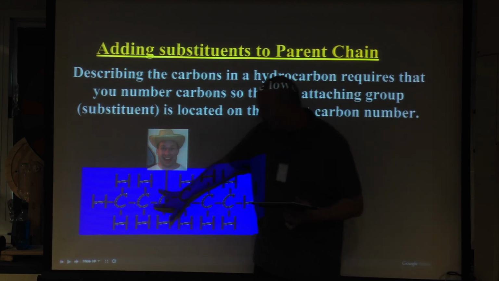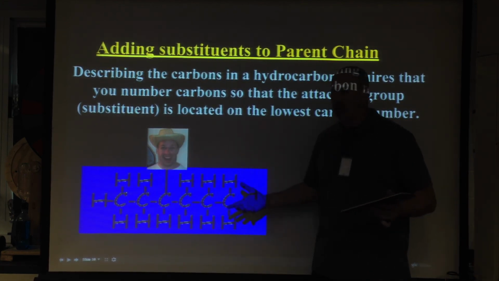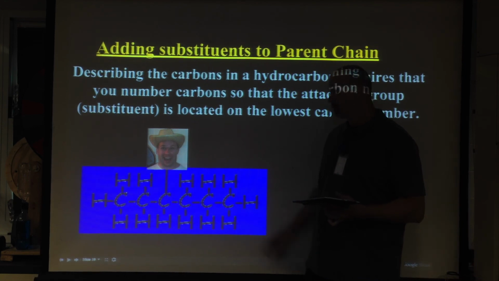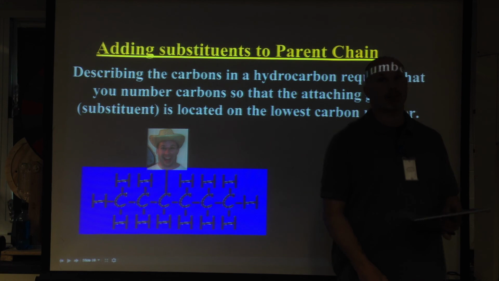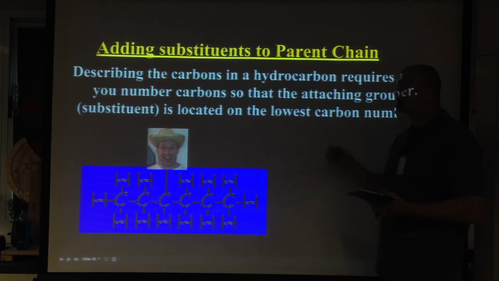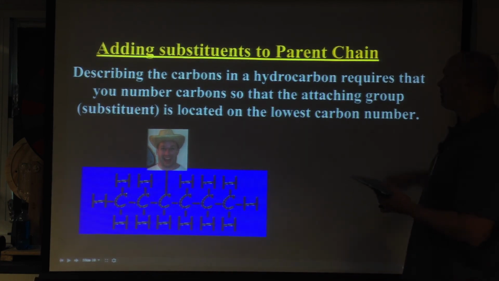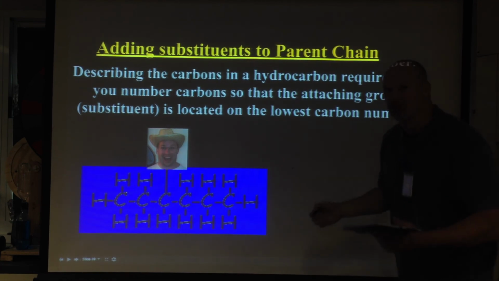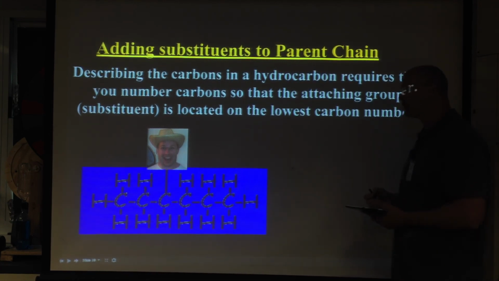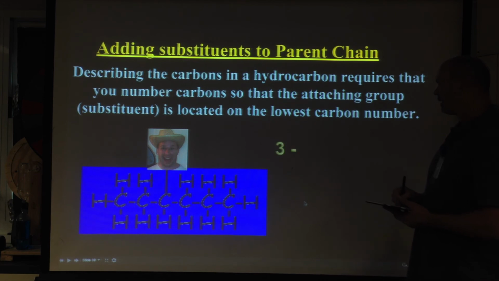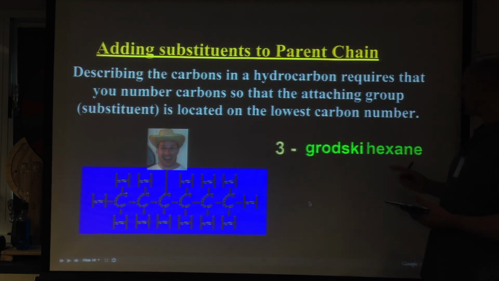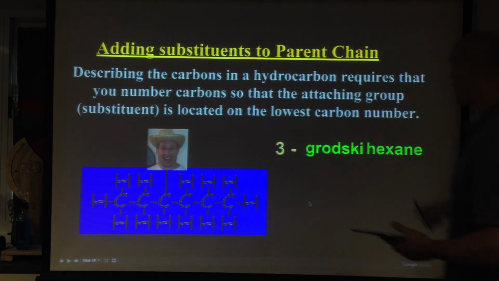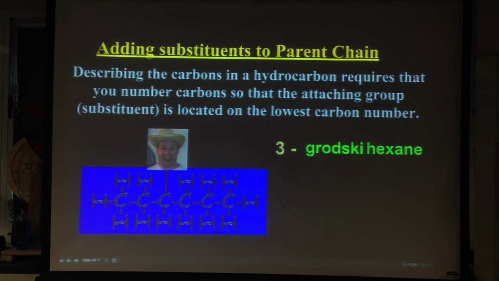But where is the Grodsky attached? Is it attached to the third carbon or the fourth carbon? Right, it's attached to the third carbon. We always put the substituent on the lowest carbon number. So what's the name of this? If Grodsky does exist and it was attached to a hexane, you would say that on the third carbon there is a Grodsky, and it's attached to a hexane. That's how we do this. So 3-Grodsky hexane is how we name it.